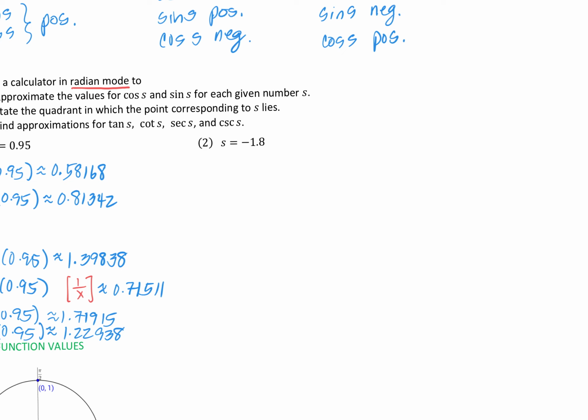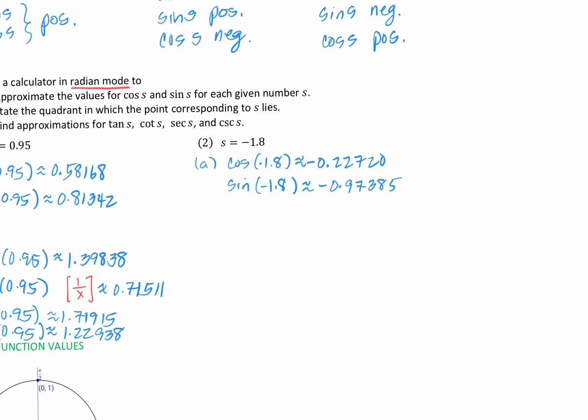Let's see, number 2, our arc length is -1.8. So again, just putting these values in a calculator, we get cosine of -1.8 is approximately equal to -0.22720. And then sine is going to be negative. Oh, they're both negative. -0.97385.